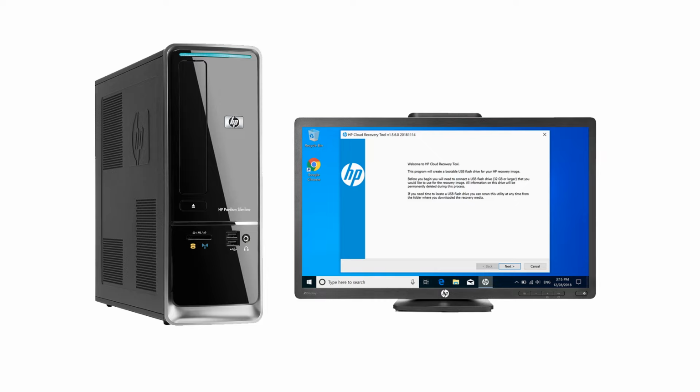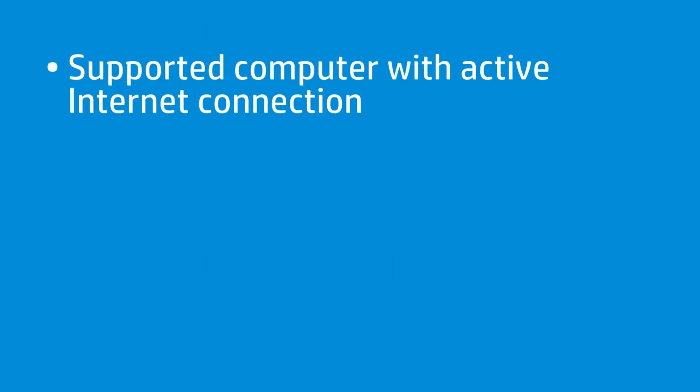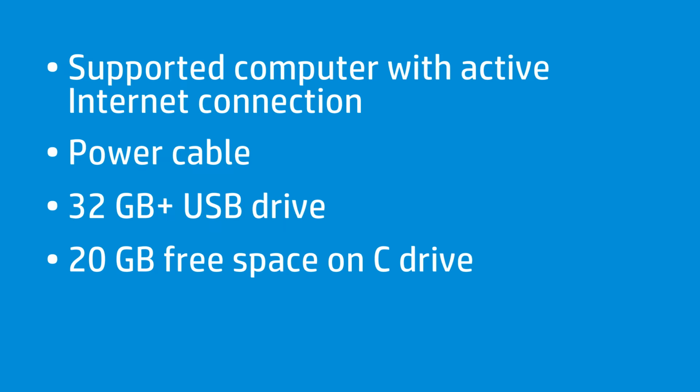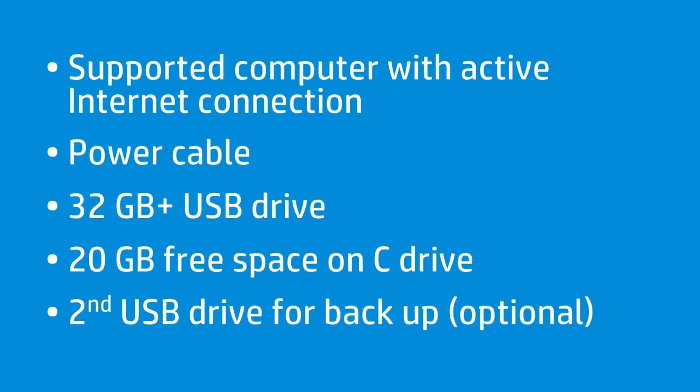To successfully complete the recovery process, you must have a supported computer with an active internet connection, the computer plugged into a power source, a blank USB drive that is at least 32 gigabytes, and at least 20 gigabytes of free disk space on the Windows partition, usually the C drive. If you have files on the computer that you want to save, an additional USB drive or external drive with an NTFS file system is necessary.